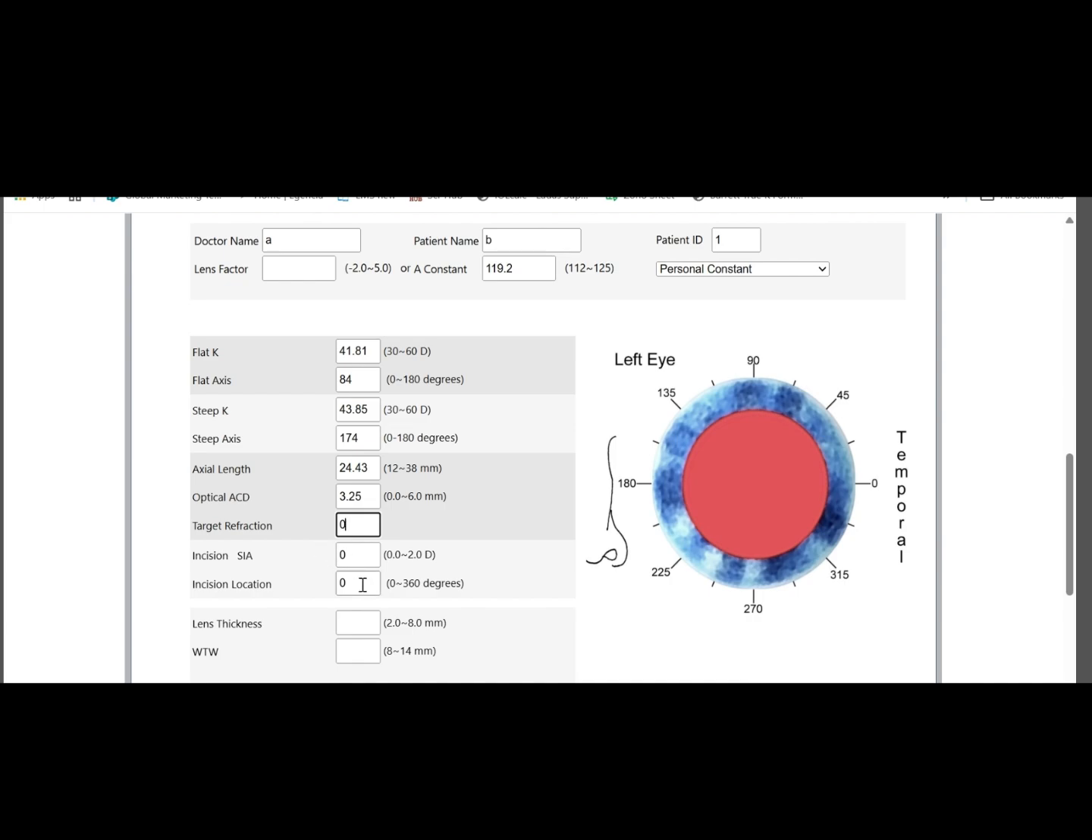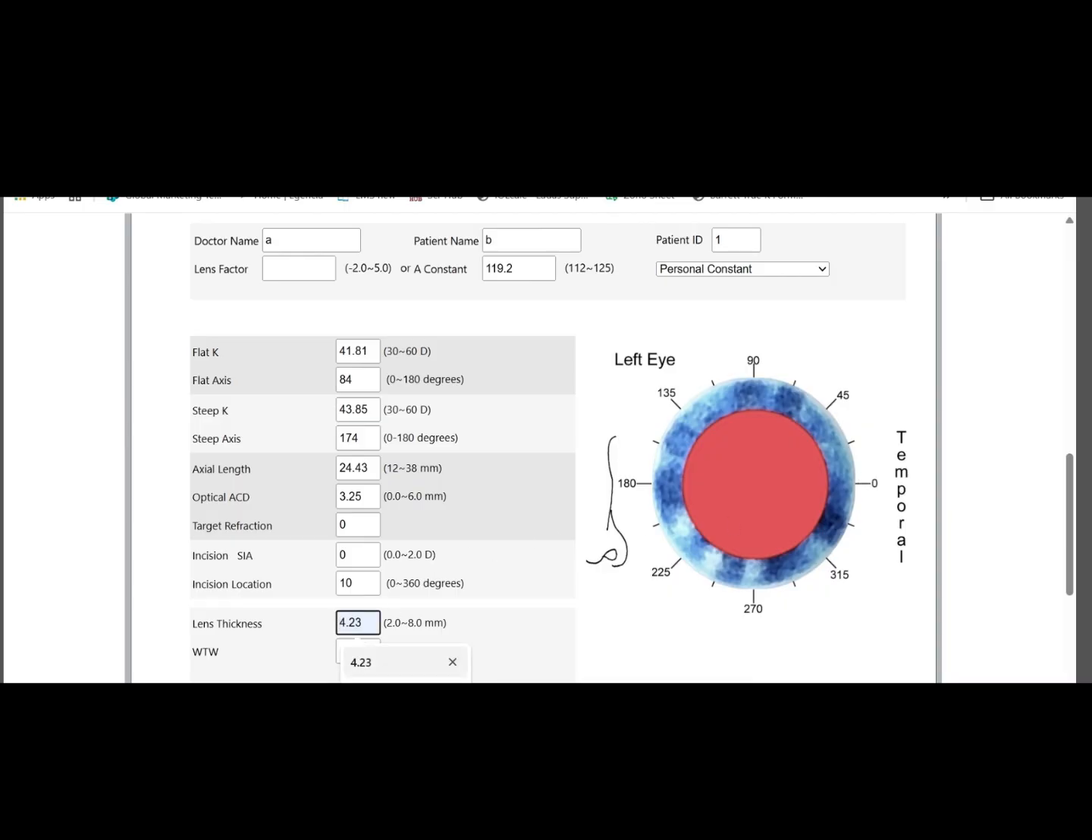What is your incision location? Remember I said left eye, if you are putting your incision at the temporal, then that would be 0 degrees, or it could be 10 degrees or 20 degrees. So you have to put the incision location over here. What if the incision location is 10 degrees? It is still temporal, but a little away from the 0 degrees.